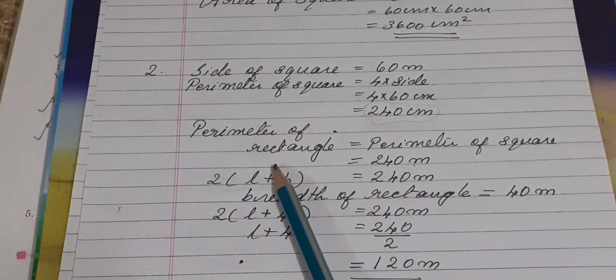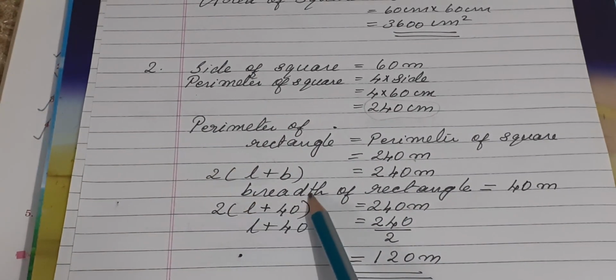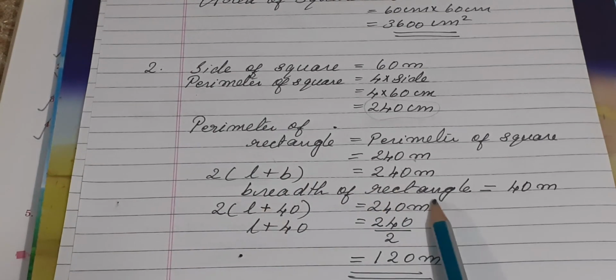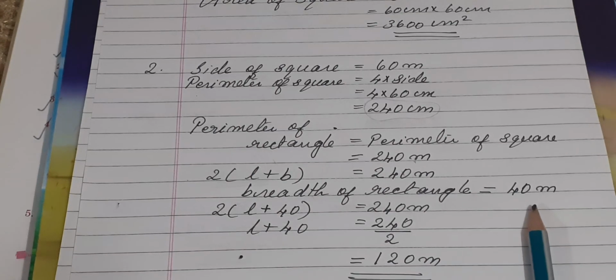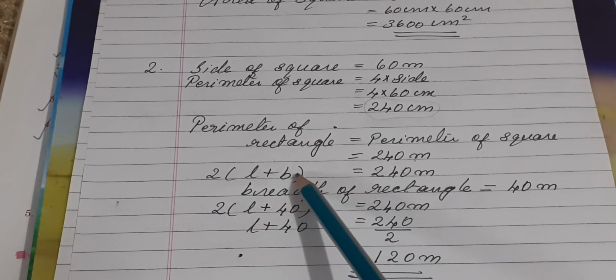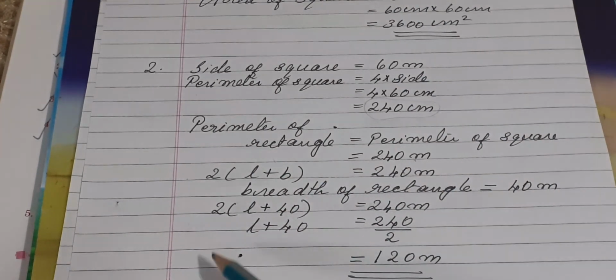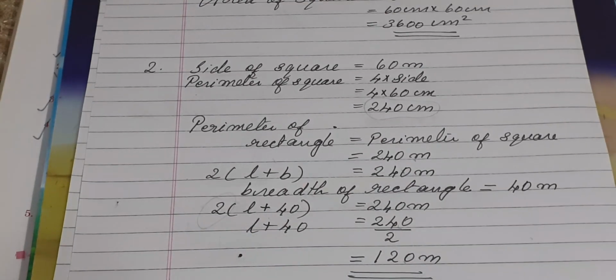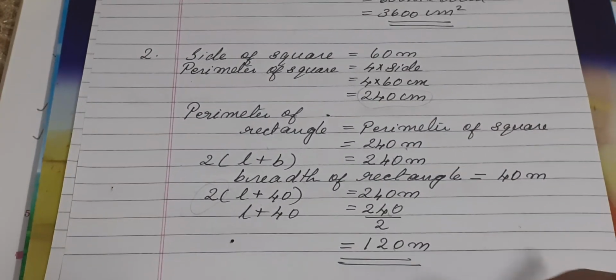What is the formula for finding perimeter of the rectangle? 2 into (L plus B). So 2 into (L plus B) is equal to 240 meter. Breadth of the rectangle is also given in the question as 40 meter. So substitute that breadth also in this equation. So 2 into (L plus 40) is equal to 240 we will get. From that what will be L plus 40? 240 by 2. This 2 we take to the right side. Now from that what is L?